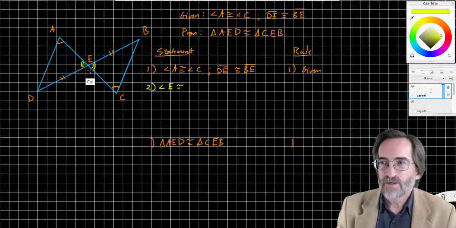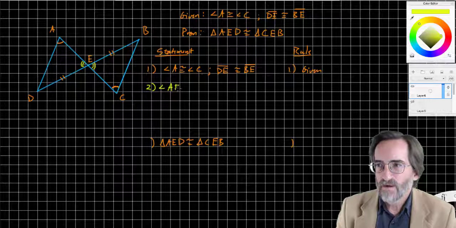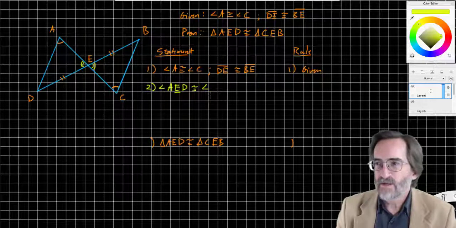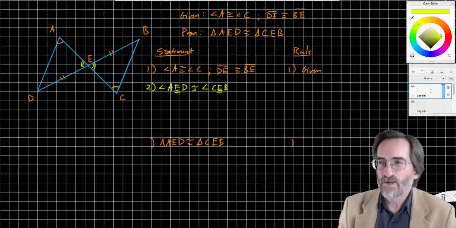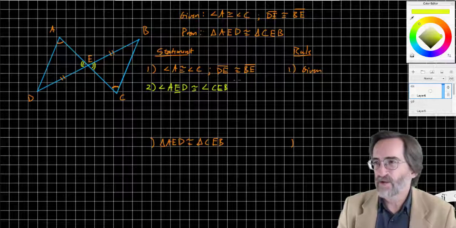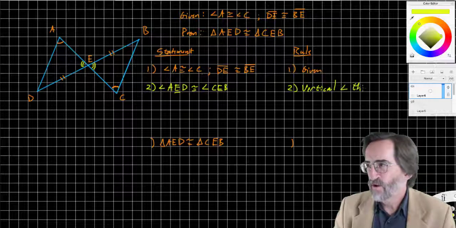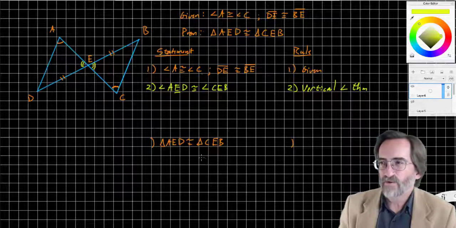So we need to use three letters to distinguish which angle we're talking about. So we're going to say angle AED, always using the middle letter as the vertex, is congruent to angle CEB. So now that's angle E is congruent to angle E, but more specific, so we know exactly what angles we're talking about. And what rule says they're congruent? Don't say just vertical angles, say the vertical angle theorem. State the whole rule.